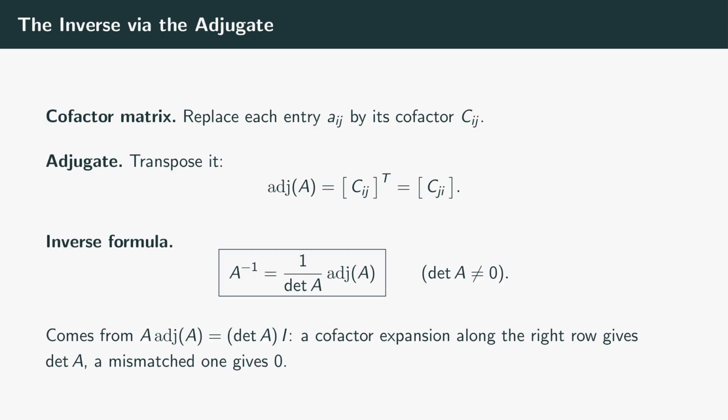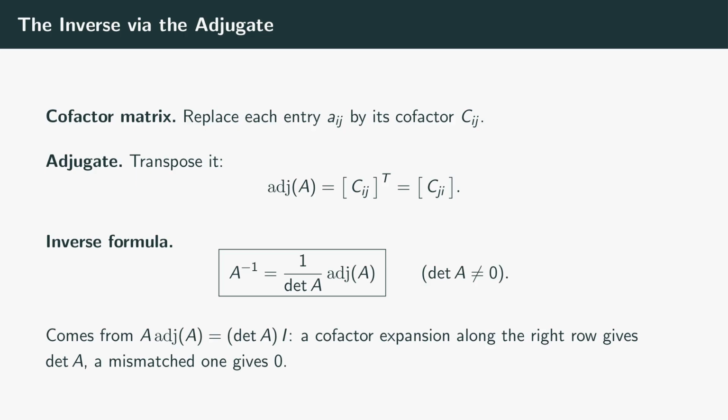The second payoff is a closed form for the inverse. Build a new matrix by replacing every entry with its cofactor. Call that the cofactor matrix. Now transpose it, swapping rows and columns. The result is called the adjugate of A, sometimes the classical adjoint. The inverse is then breathtakingly simple to state. A inverse equals 1 over the determinant of A times the adjugate. Every entry of the inverse is a cofactor divided by the determinant.